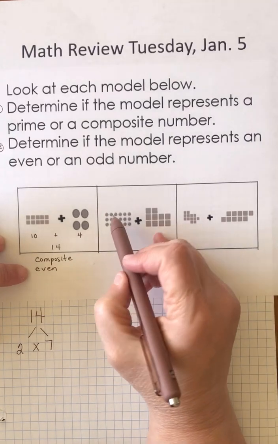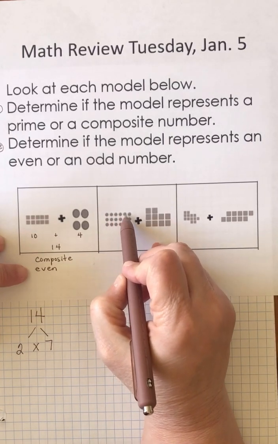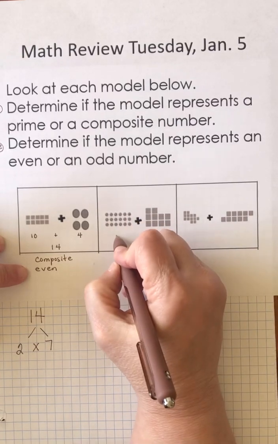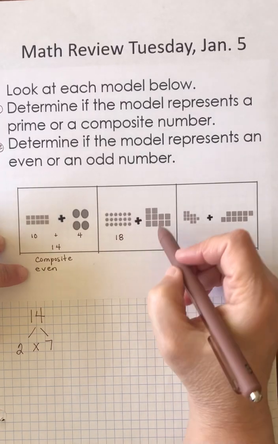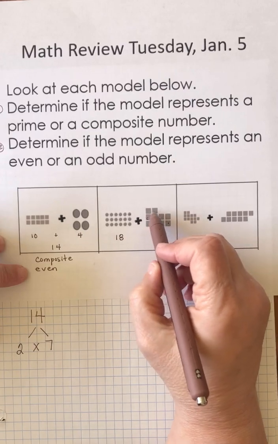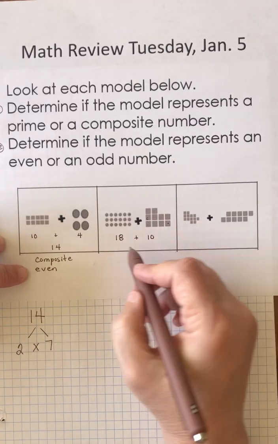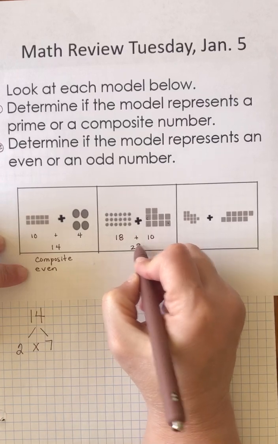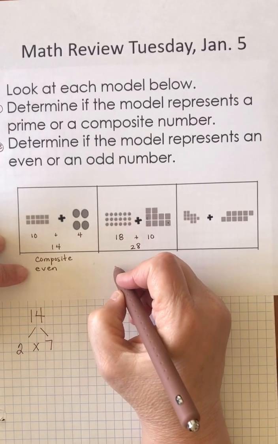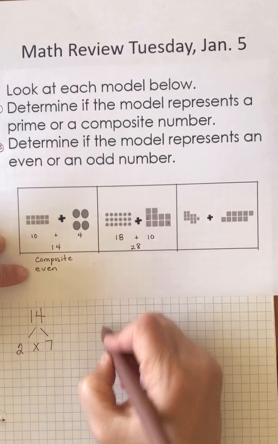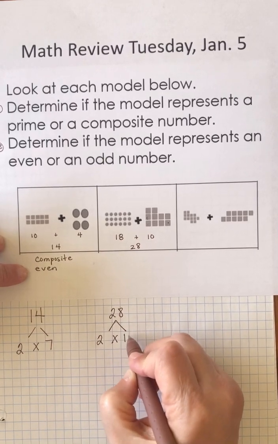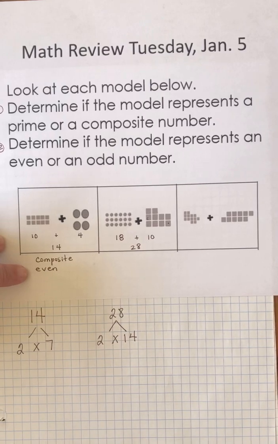Let's look at this next model. 1, 2, 3, 4, 5, 6. 3 rows of 6. 6 times 3 is 18. 1, 2, 3, 4, plus another 4 is 8, 9, 10. 18 plus 10 is 28. What are the factors of 28? Well, the factors of 28, we can go ahead and say 2 times 14 is 28.